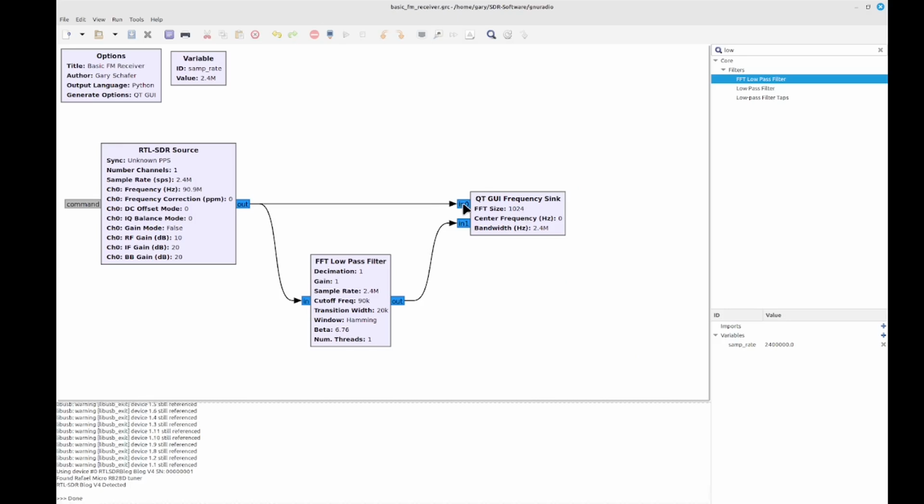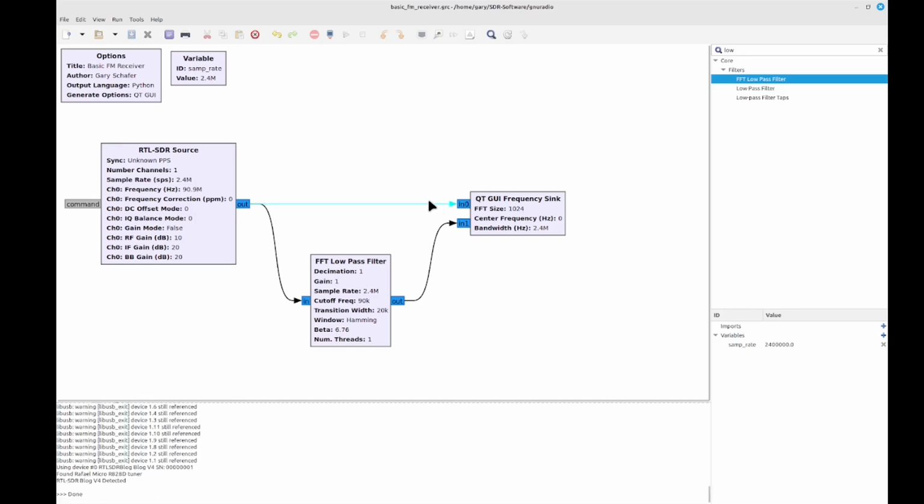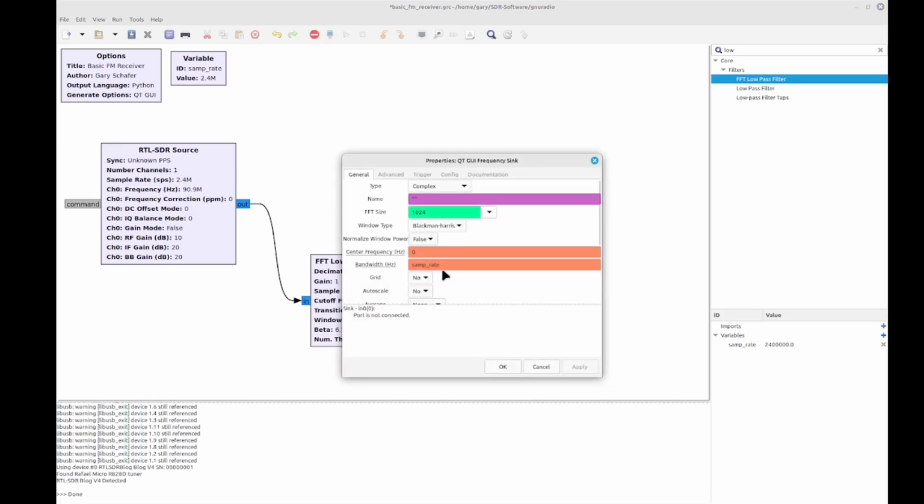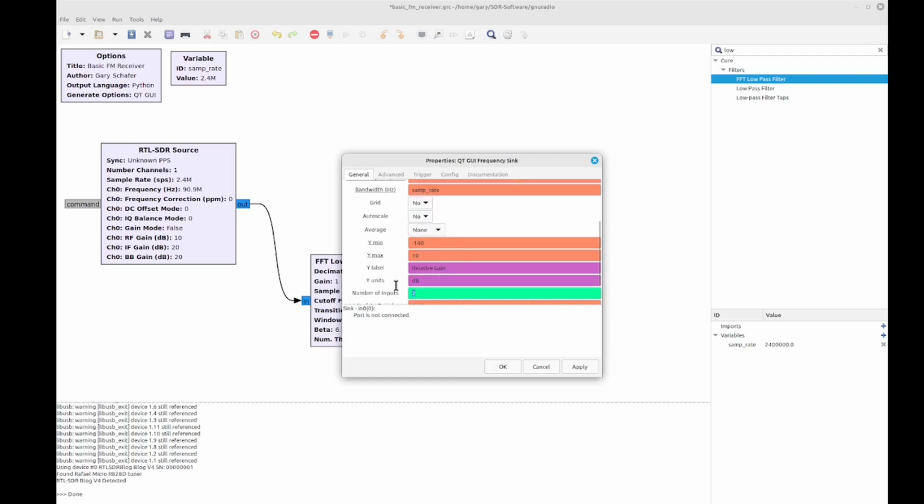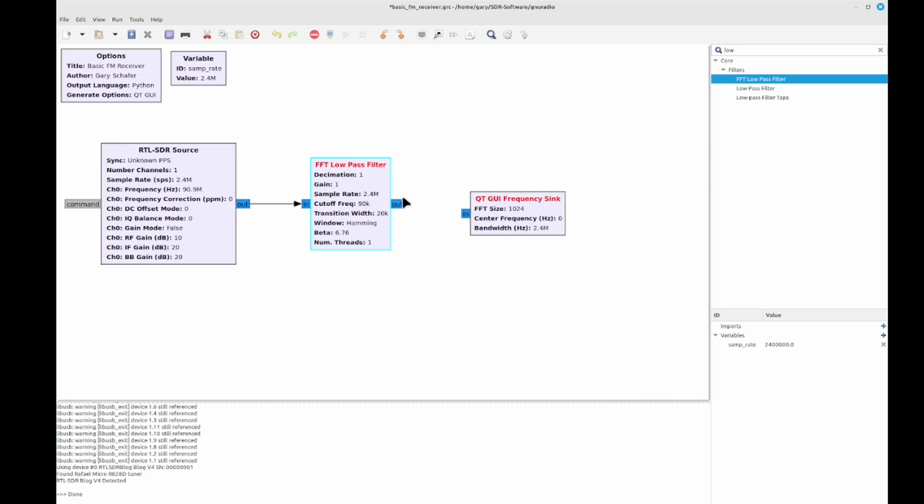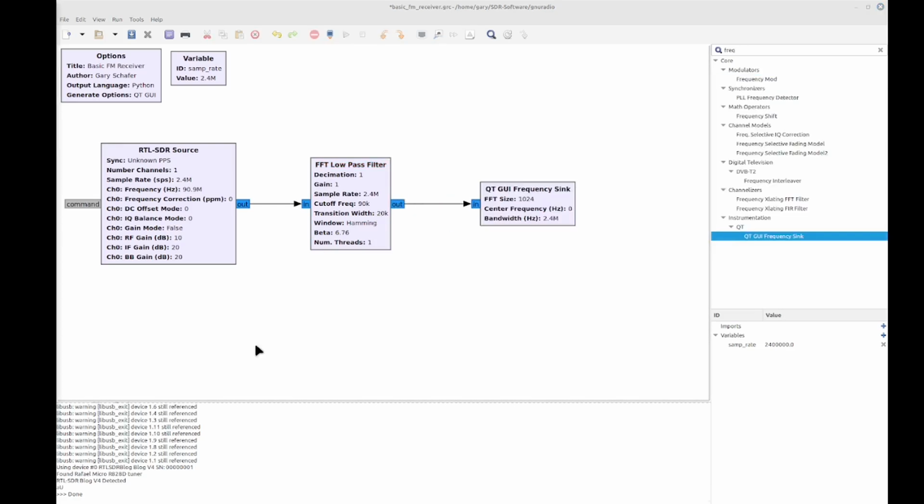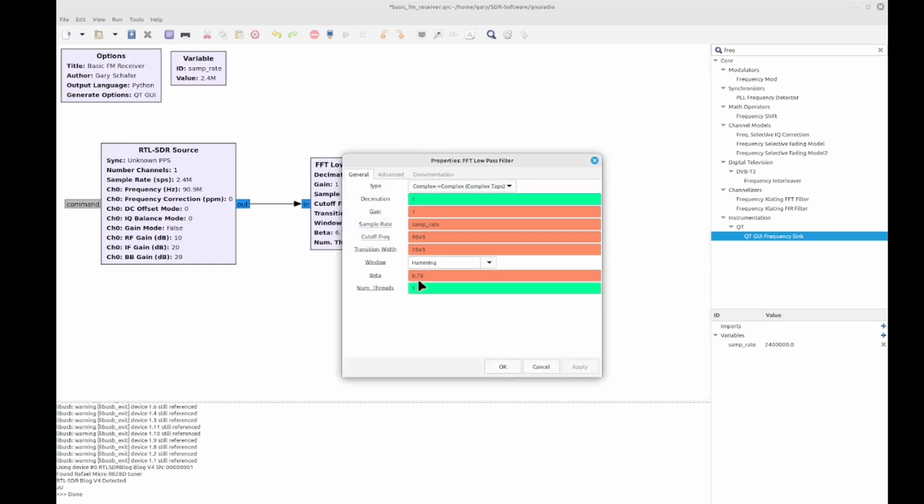And so now with that, I can go ahead and take this and convert this back into one input, one output here. Now that I have the filter set up, one of the things that I can do is adjust the sample rate, or lower the sample rate, because I don't need all of it anymore.